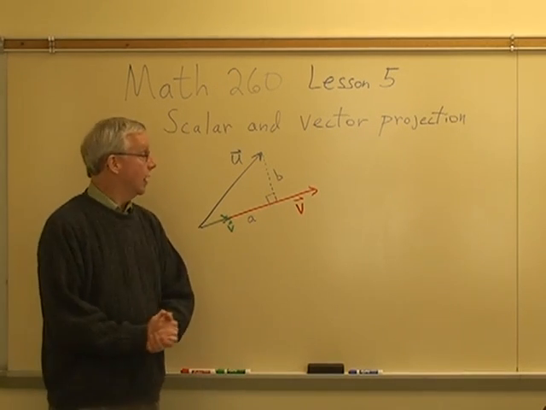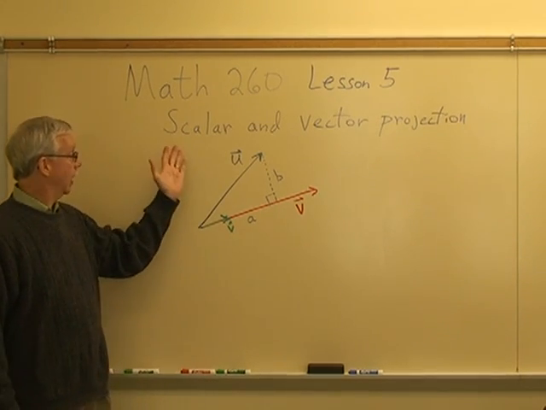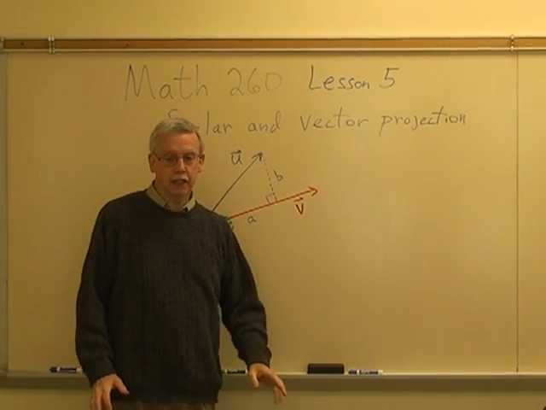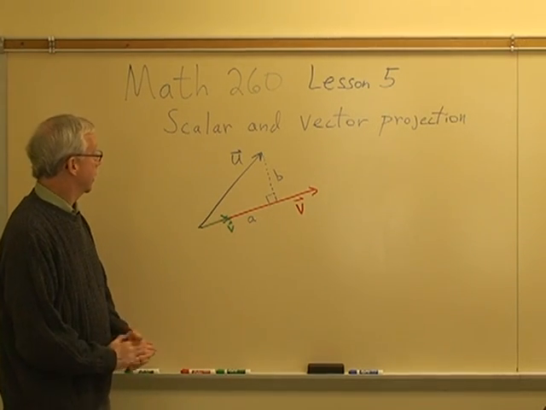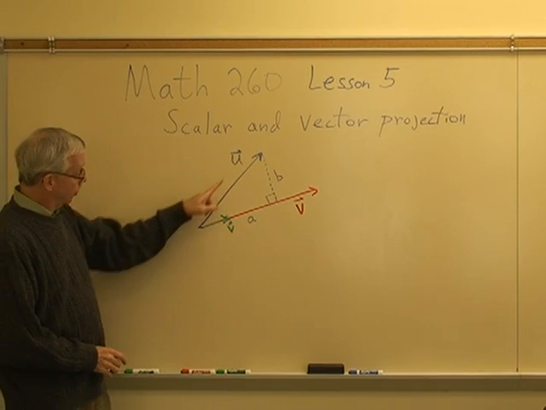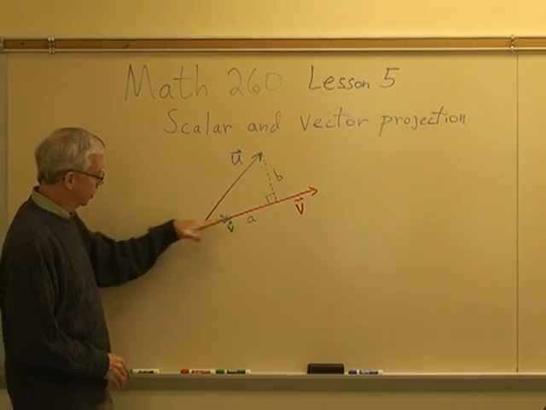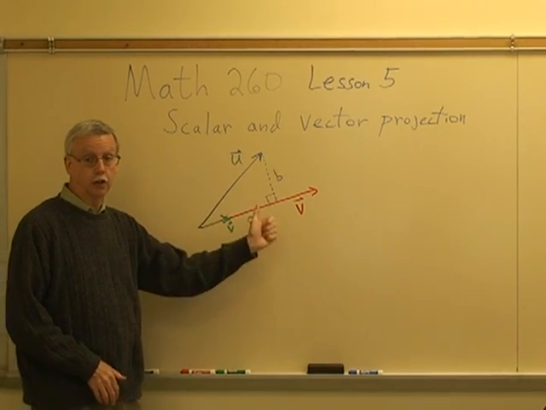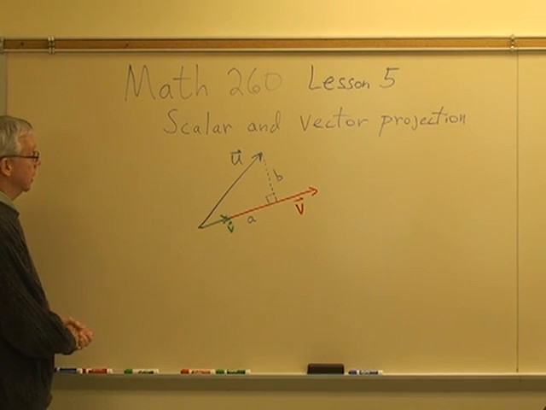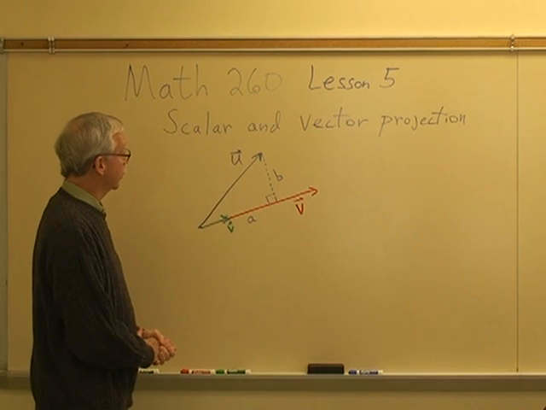Welcome back to lesson 5 in Math260. Today's topic is scalar and vector projection. The idea is we're going to use the dot product, what we've learned about it, to be able to take one vector, u, and break it up into two pieces. One that goes along another vector, v, and the other part perpendicular to v. So this uses a little bit of trigonometry, but we'll develop it piece by piece.